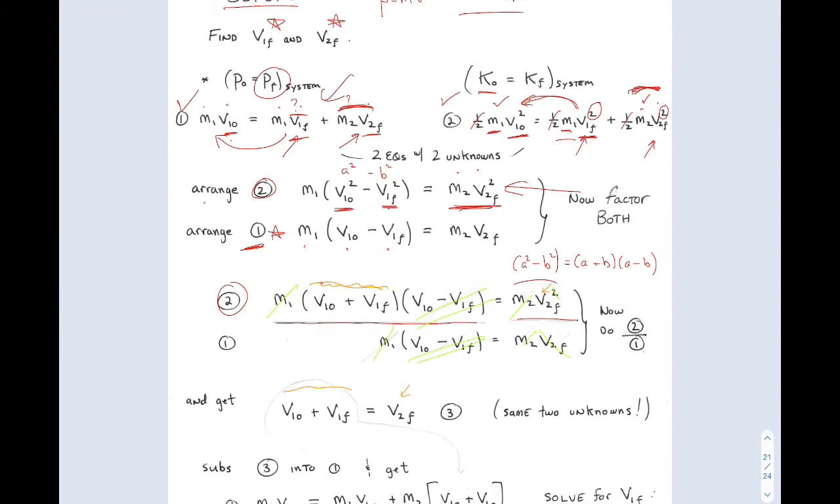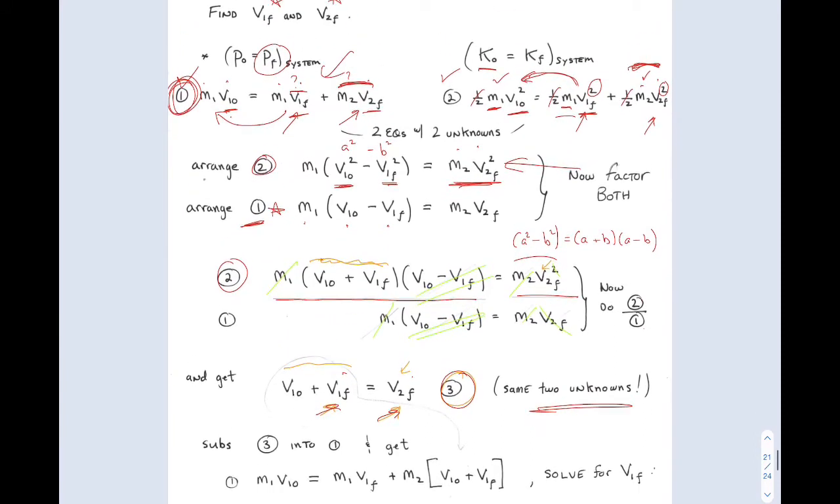Okay. All right. So in combining equations, well, factoring number 2, in combining equation 1 and 2, I wound up with equation number 3, and I still have the same 2 unknowns, V1 final, V2 final. But what makes it better is they're no longer squared. So now I have equation 1, which has my 2 unknowns, and now I have equation 3 with the same 2 unknowns, and they're not squared.